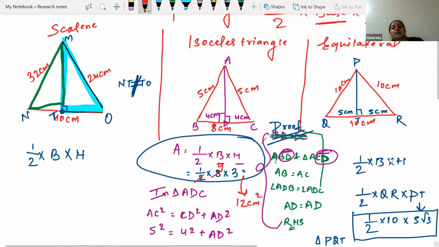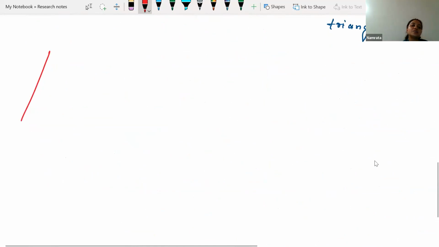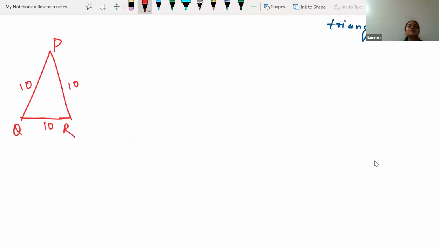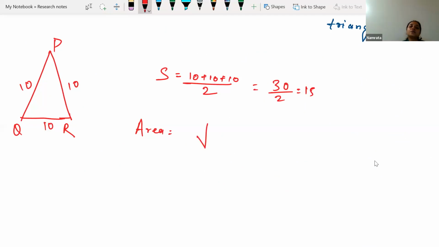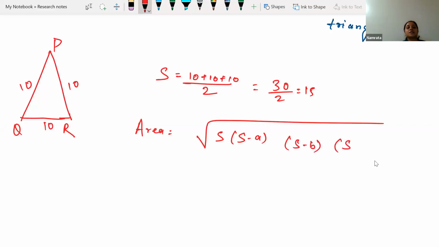The new triangle was 10, 10, 10. Okay, the new triangle side was... new triangle, not equilateral triangle. The third one was 10, 10, 10, and the name was PQR. We are going to find the area by using the new formula. New formula says first find S. S is equal to the sum of all the sides, that is 10 plus 10 plus 10 by 2. That is 30 by 2. That is 15. Now area will be under root S, S minus A, S minus B, S minus C.